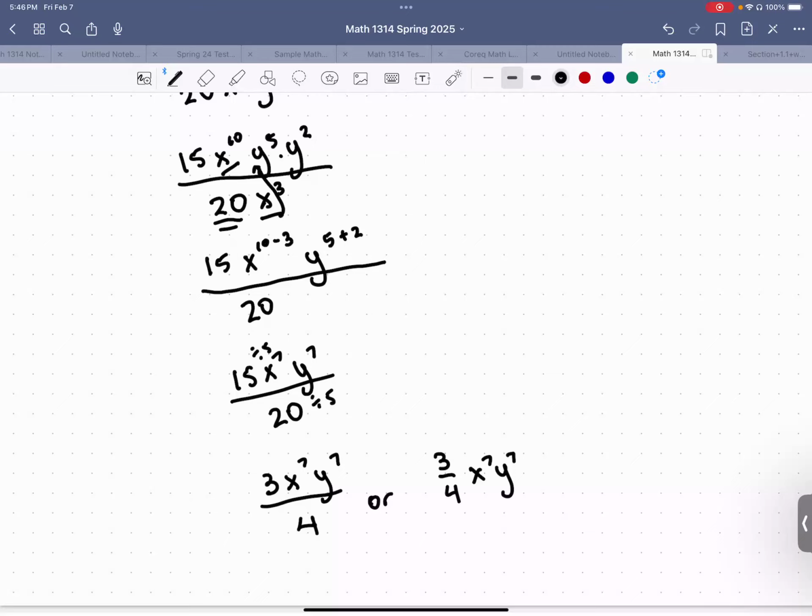They're both the same. So I hope that helps as far as a few more examples from section 2.1, where we were talking about using our rules of exponents.